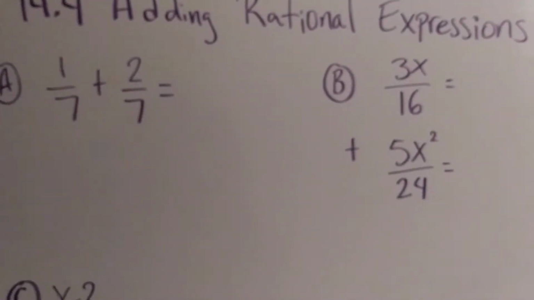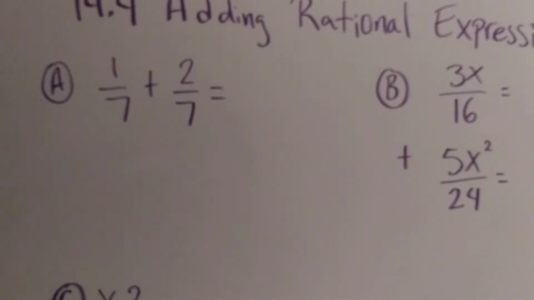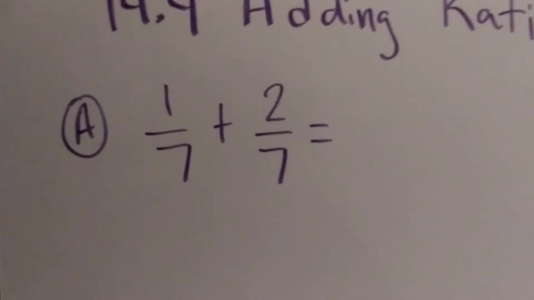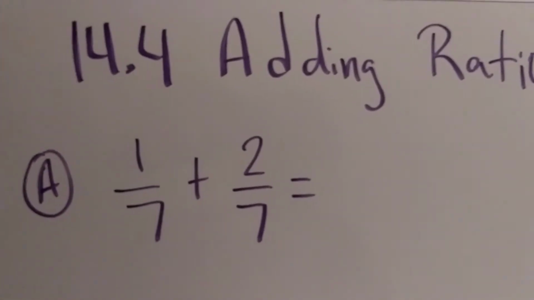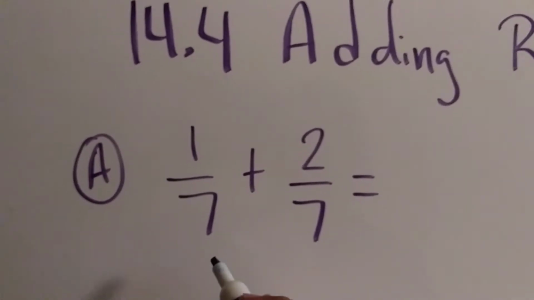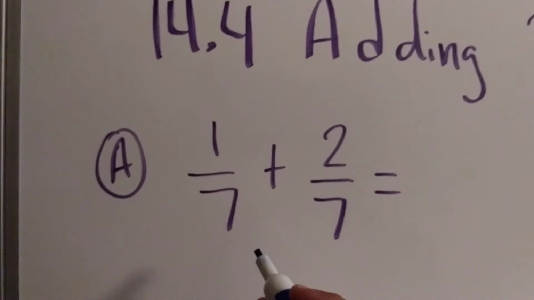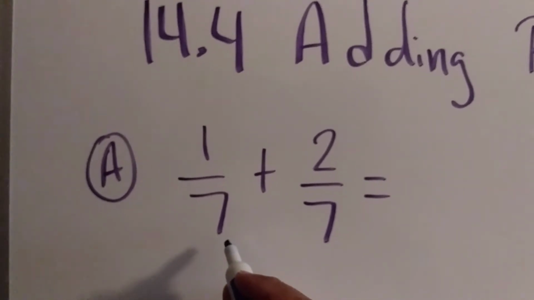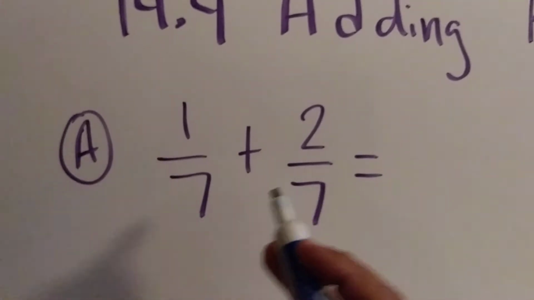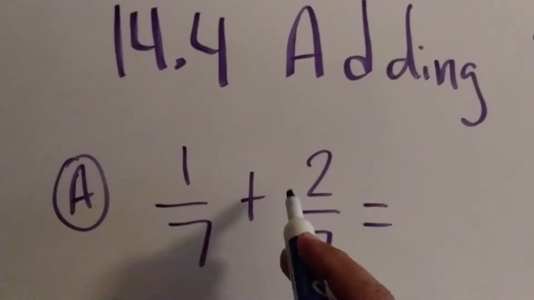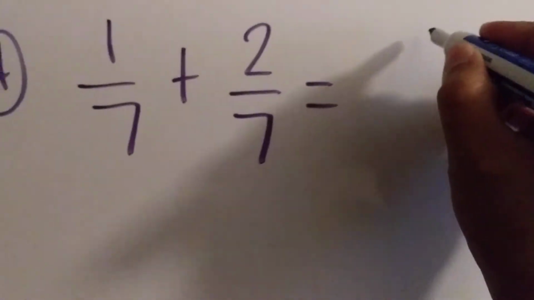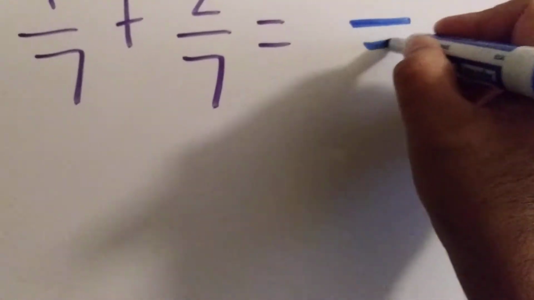Okay, guys, so in chapter 14, we're going to be tying in the concept of looking for the LCM or the common denominator and applying it to the addition of fractions. To review, whenever you have two fractions, in order to add them, the first thing you have to find is the common denominator. In this case, since both of these fractions have a common denominator of 7, we can just add the numerators and the answer is 3 over 7.